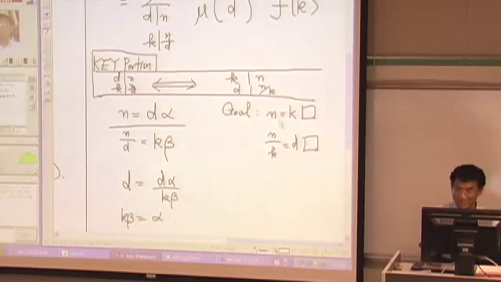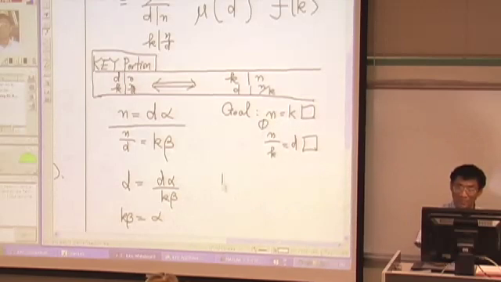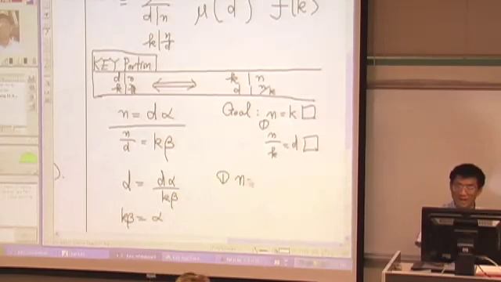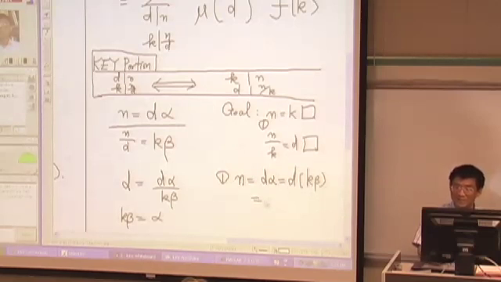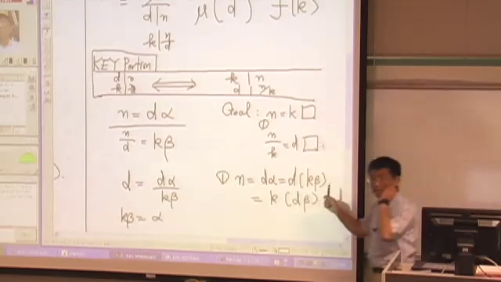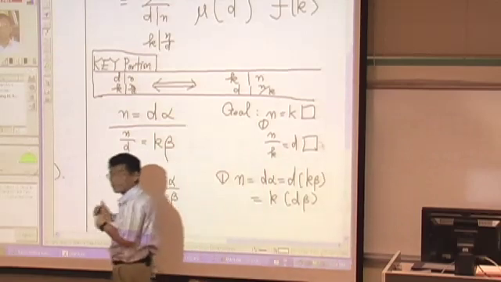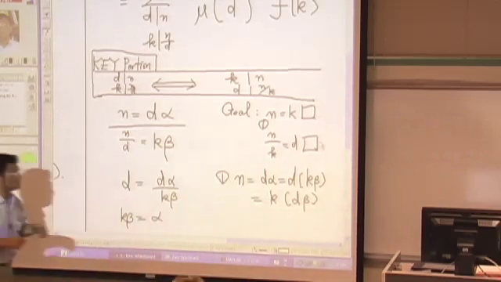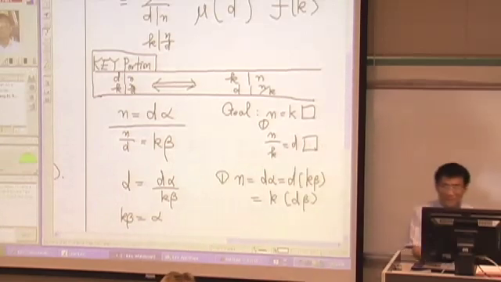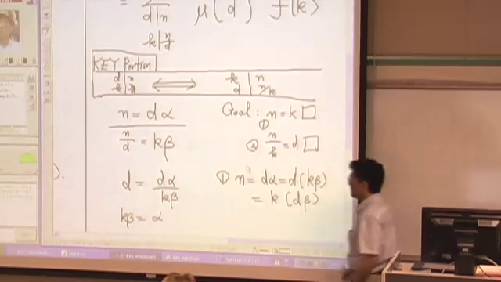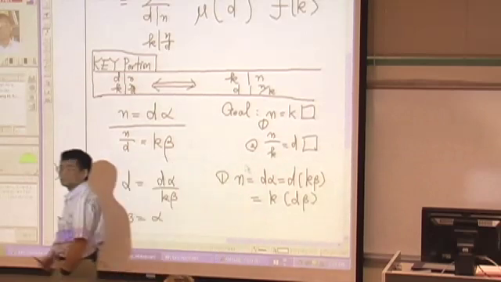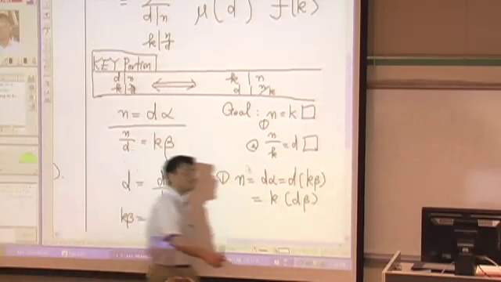Because of this reason, I can achieve the first goal. The first goal was N is equal to K times something. N is equal to D alpha, and alpha equals K beta, and so N equals K D beta. So I achieved the first goal. Do you get it? And then I will get the second expression, which will be obtained very soon, unless you have a question. Let's do it.